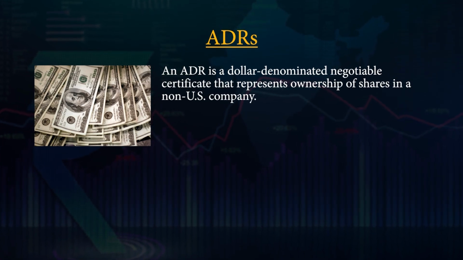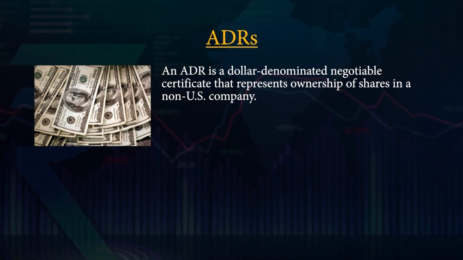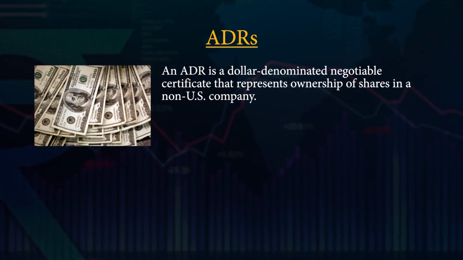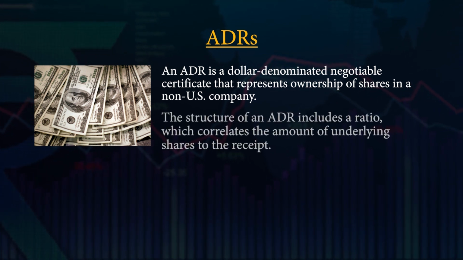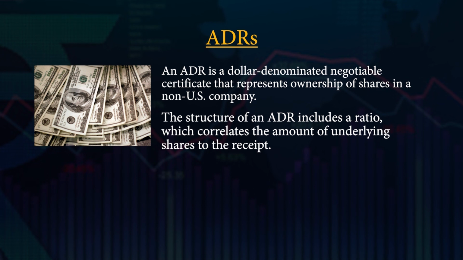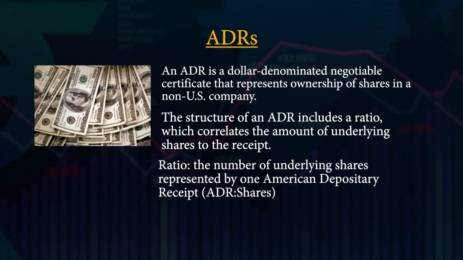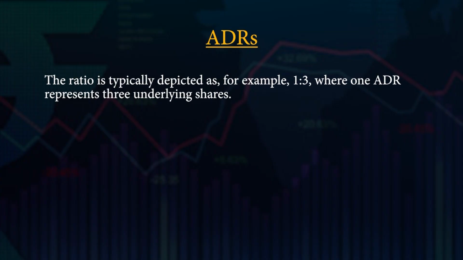Now, an ADR is a dollar-denominated negotiable certificate that represents ownership of shares in a non-US company. The structure of an ADR includes a ratio which correlates the amount of underlying shares to the receipt. And the ratio is generally the number of underlying shares represented by one American Depositary Receipt, that is, ADR to shares. The ratio is typically depicted as, for example, 1:3, where one ADR represents 3 underlying shares.